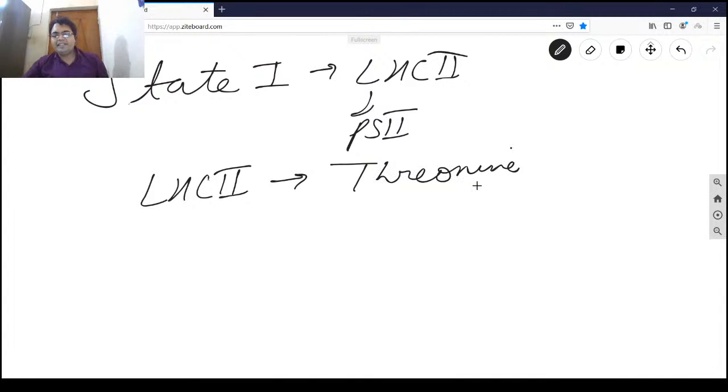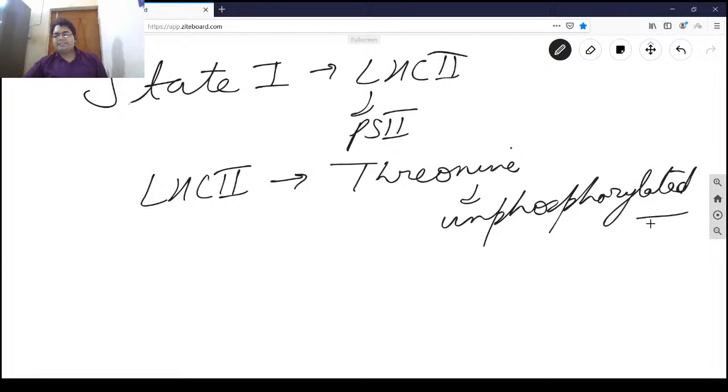That threonine amino acid is unphosphorylated, meaning there is no phosphate group present. This phosphorylation and unphosphorylation concept comes a lot in the chapter cell cycle, where you have cyclin, CDKs, CAK, and CKI, when you cross the checkpoints. So those questions are asked in NEET examination. So threonine at the specific number is unphosphorylated. So LHC2 is associated with PS2.